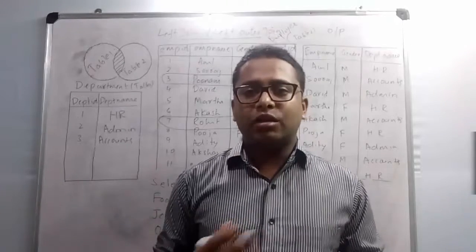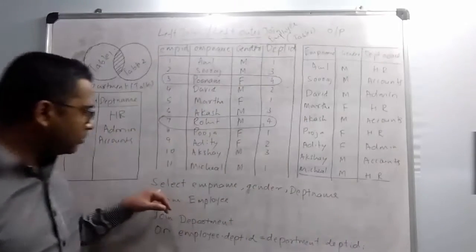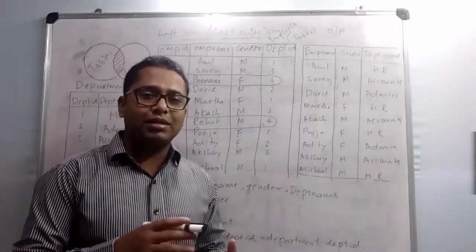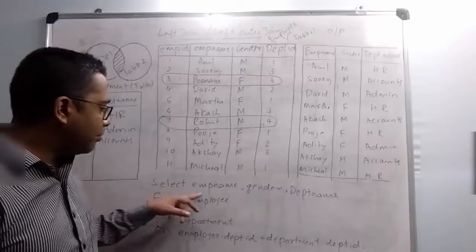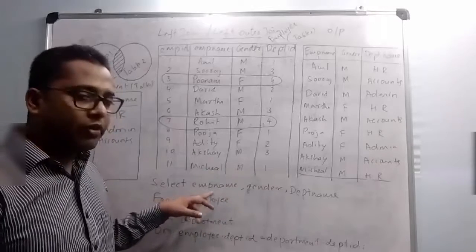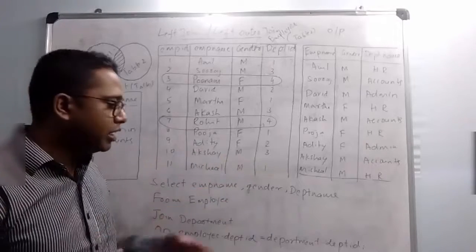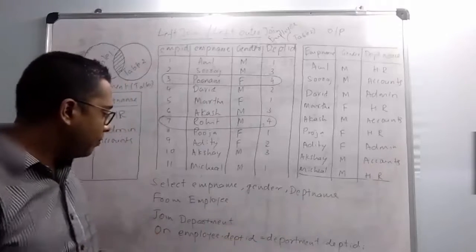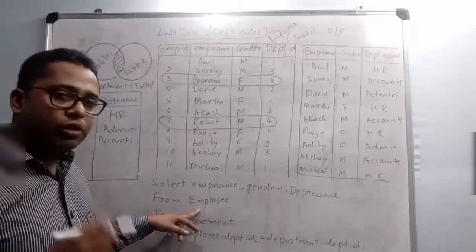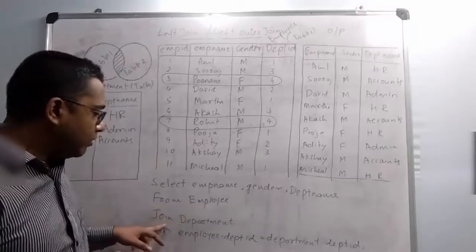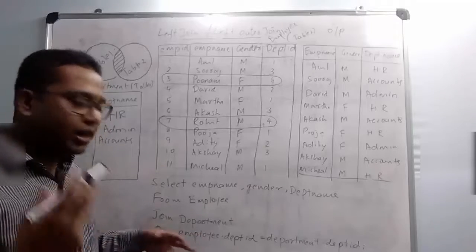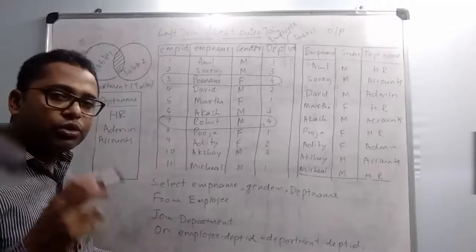For inner join we will write the query like this. We'll start from select, and then we need to mention whatever fields we want as a result set. I want employee name, gender and department name. Employee name will come from the employee table, gender will come from the employee table, and department name will come from the department table. From employee, we need to refer to the first table, which is employee, and then we need to use the keyword join. Join department, we need to join the table with department.